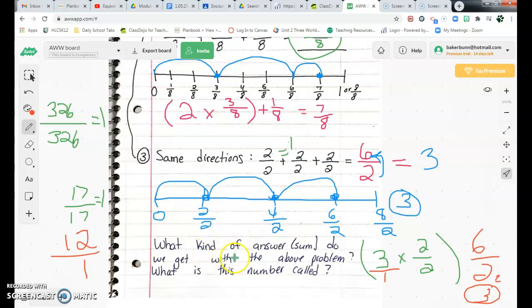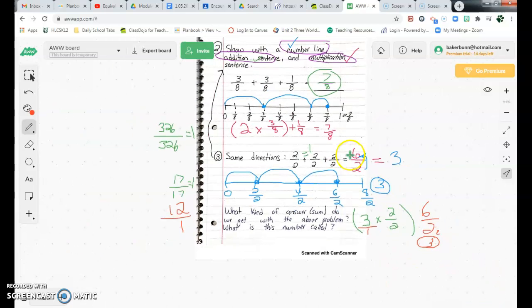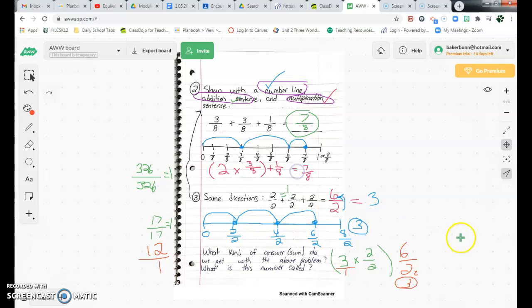Down here it says, what kind of answer do you get with the above problem? We get a whole number. What is this number called? It's called a whole number. We've also talked about unit fractions. There's a lot of vocabulary that we've gone over in this lesson. But I want you guys to basically remember that today, we just solved addition of 3 fractions in 3 different styles. We did the number line, addition sentence, and multiplication.